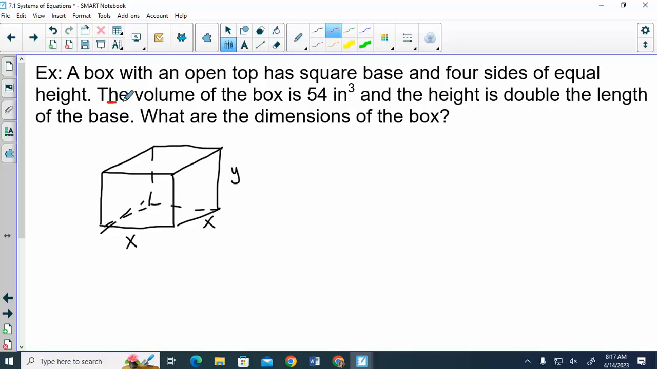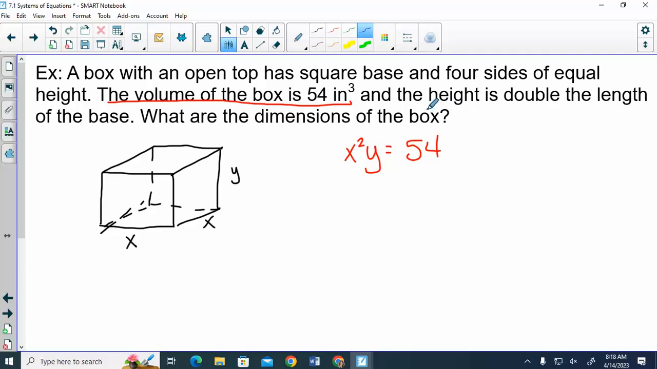The first thing, it says the volume of the box is 54. How do you get volume? Length times width times height. So it's x squared times y, right, x times x times y, so x squared y equals my volume of 54.